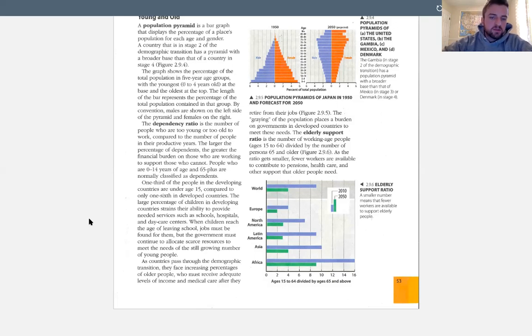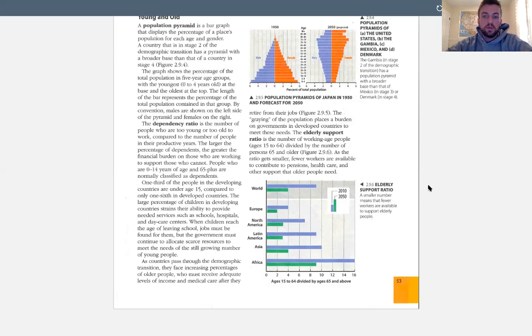As countries pass through the demographic transition, they face increasing percentages of older people who must receive adequate levels of income and medical care after they retire from their jobs. The graying of the population places a burden on governments in developed countries to meet those needs. The elderly support ratio is the number of working age people, 15 to 64, divided by the number of persons 65 and older. As the ratio gets smaller, fewer workers are available to contribute to pensions, healthcare, and other support that older people need.